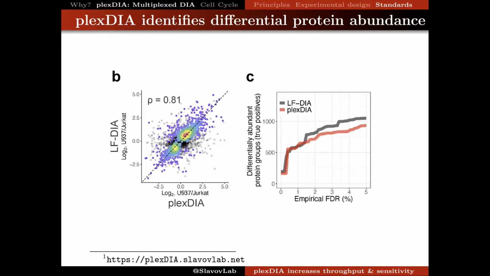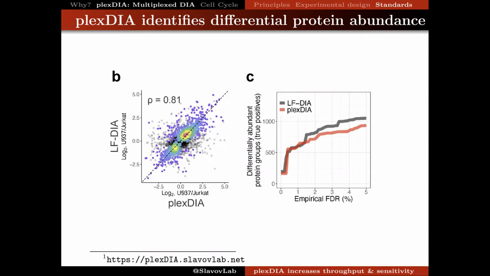Another next question that we explored is the ability to identify differentially abundant proteins and compare this to performing the same analysis with label-free DIA. And here on the left, you can see that comparing differentially abundant proteins between monocytes and T cells, these are cell lines. U937 is a monocytic cell line, Jurkat are T cells. The relative levels that we quantify with the two methods correlate strongly, especially for significant proteins denoted here in blue.